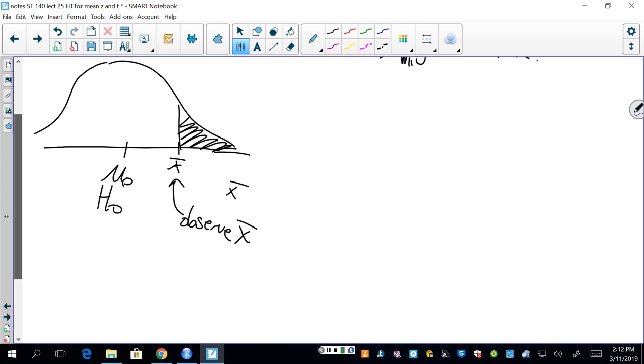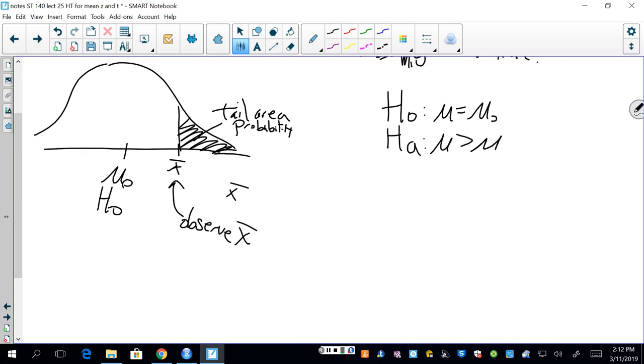So normal, centered at mu sub 0, with standard deviation sigma over square root of n, or a t, where the scaling factor is s over the square root of n. This little area here is called the tail area probability. And if our alternative hypothesis is one-sided, that is greater than that, then our p-value is equivalent to that tail area.